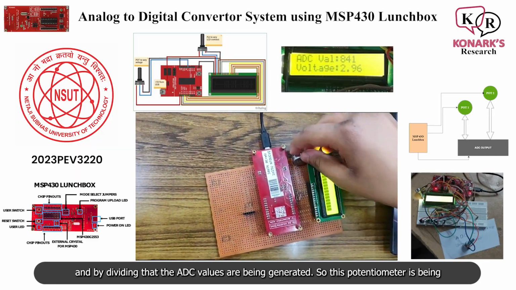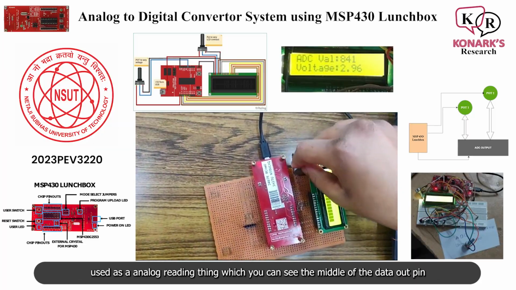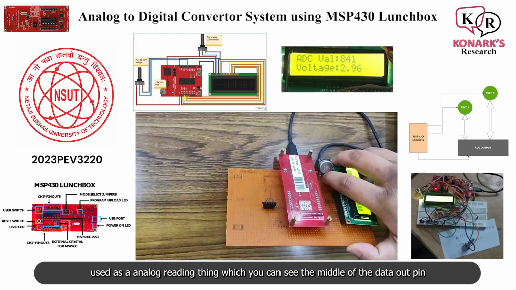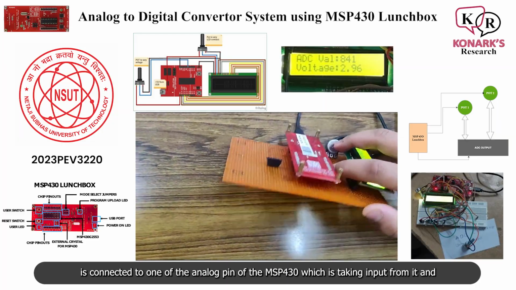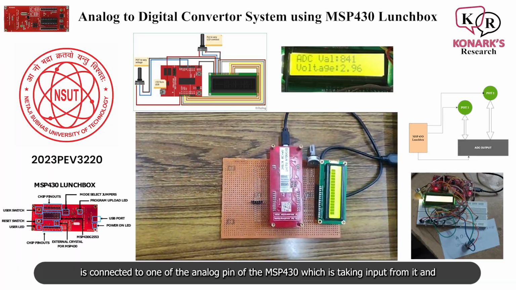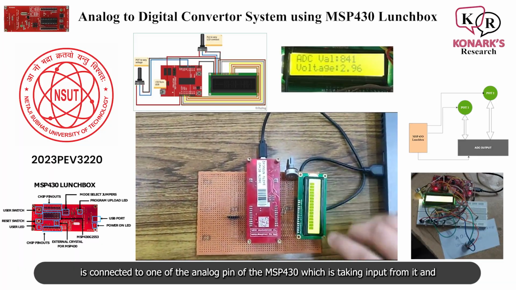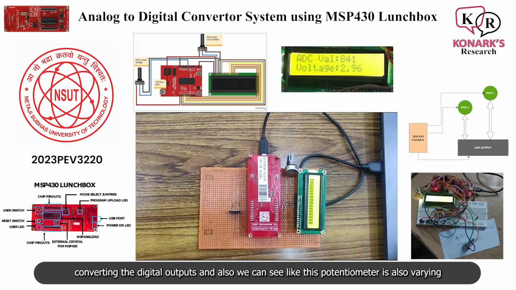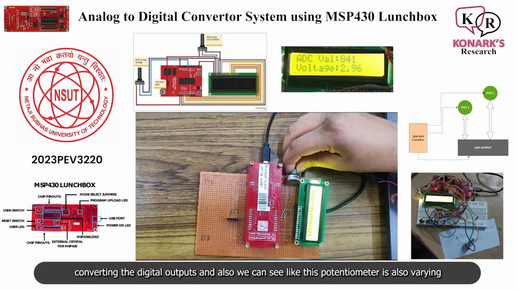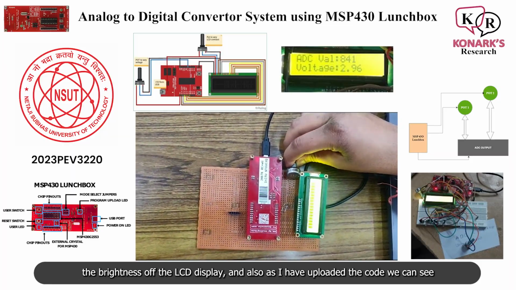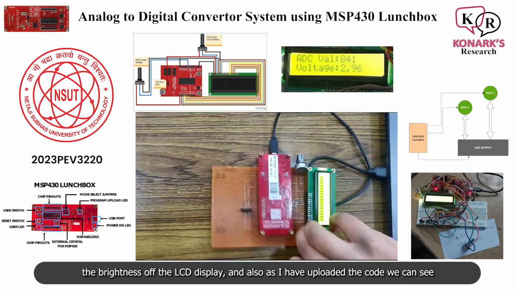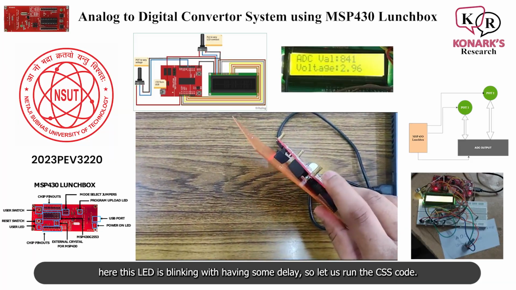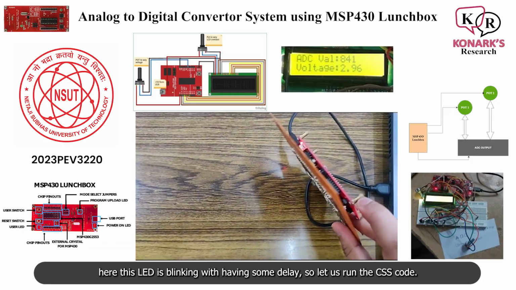Here the potentiometer is being used as an analog reading device, in which we can see the middle pin, the data out pin, is connected to one of the analog pins of the MSP430, which takes input from it and converts it to digital outputs. You can also see that this potentiometer is varying the brightness of the LCD display. And as I have uploaded the code, you can see this LED is blinking with some delay.